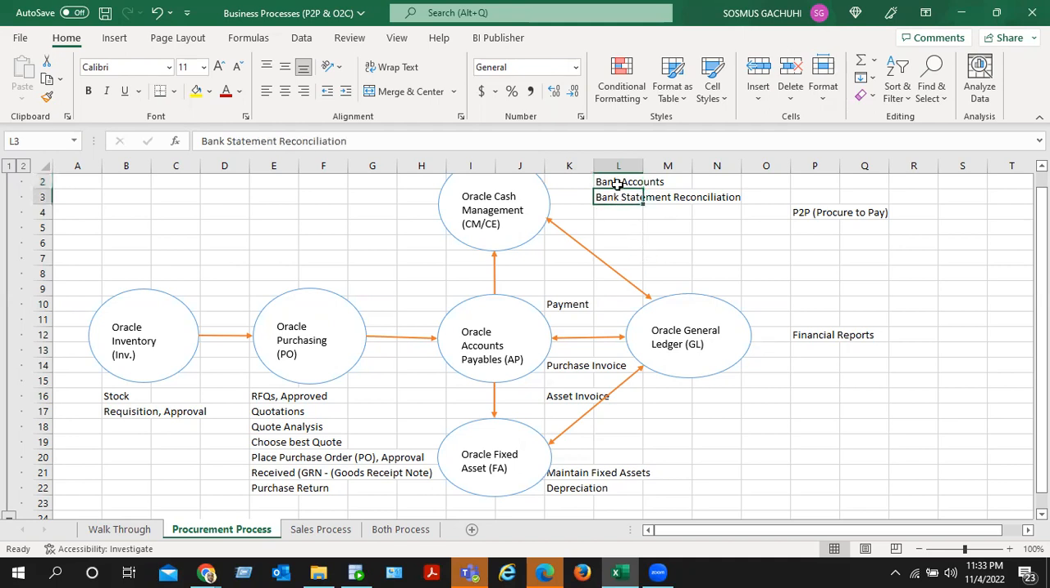In that case, the primary goal for Oracle Cash Management is to maintain internal bank accounts and do bank statement reconciliation. All this information has to flow from each and every department. The reason why I have two-sided arrows here is because the information you can get under Cash Management, you can also get under Oracle General Ledger. The same case applies to Oracle Fixed Asset and Oracle Accounts Payable.